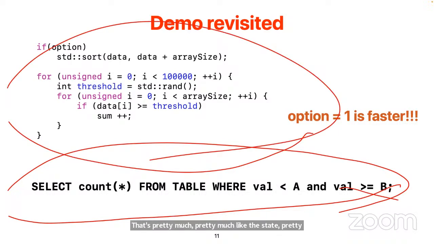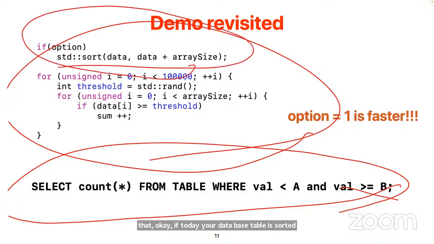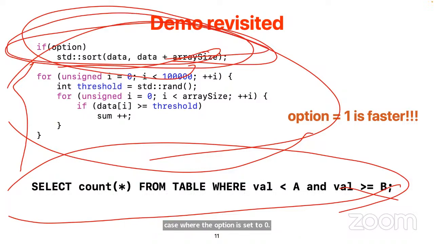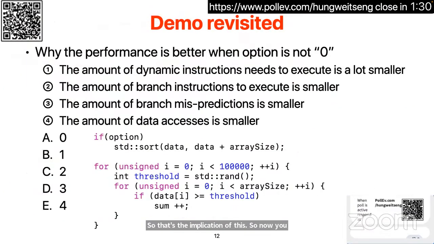What this piece of code implies is that if today your database table is sorted, it's pretty much like doing this. You sort your database table before executing a set of queries, and then you get the performance you see when the data is sorted here. But if your data comes in completely unsorted, then your performance would be the case where the option is set to 0. So that's the implication. Now you know this demo has its own meaning. But right now, I want you to do a little bit of analysis. Given that's the case, why is the performance better when the option is not 0?